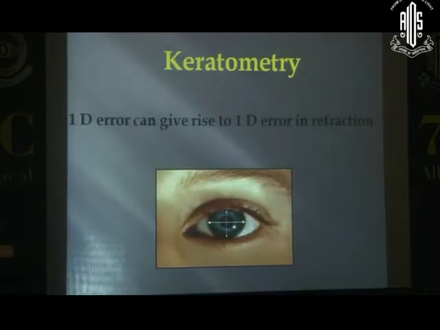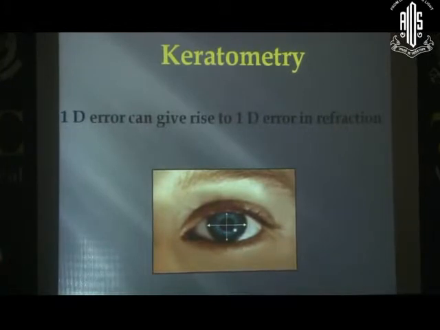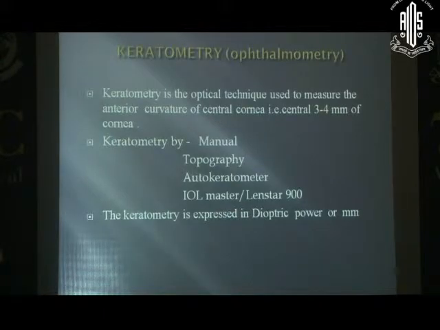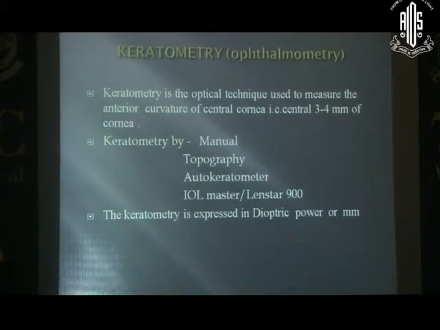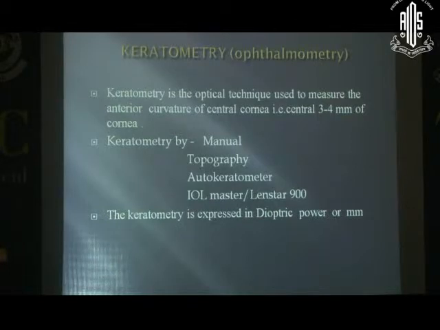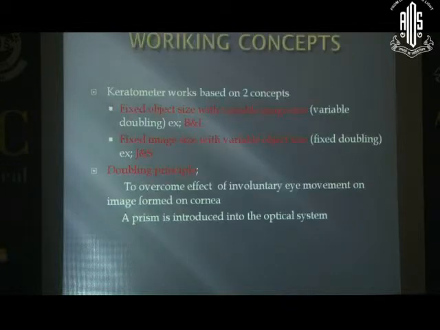We start with keratometry. On a rough estimate, one diopter of error will give rise to one diopter of postoperative refractive error. There are various methods of doing keratometry, which is also called ophthalmometry: a manual method, a topographic method, or a Placido disc method, the autokeratometers, and now the non-contact biometers, where you have IOL Master and Lenstar, which also give an idea about the keratometry values.